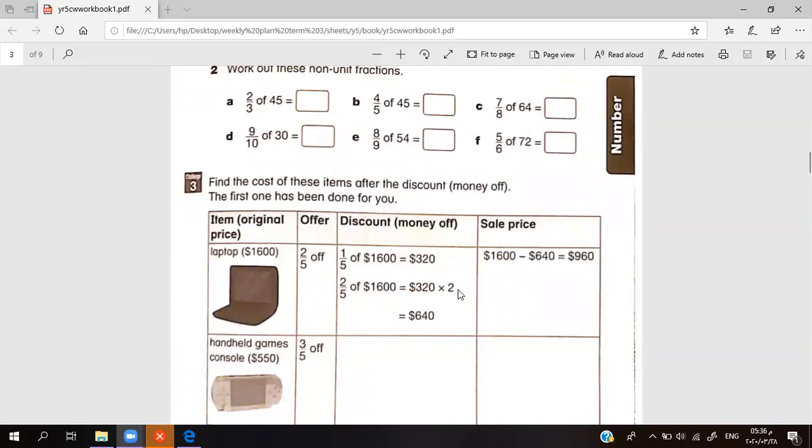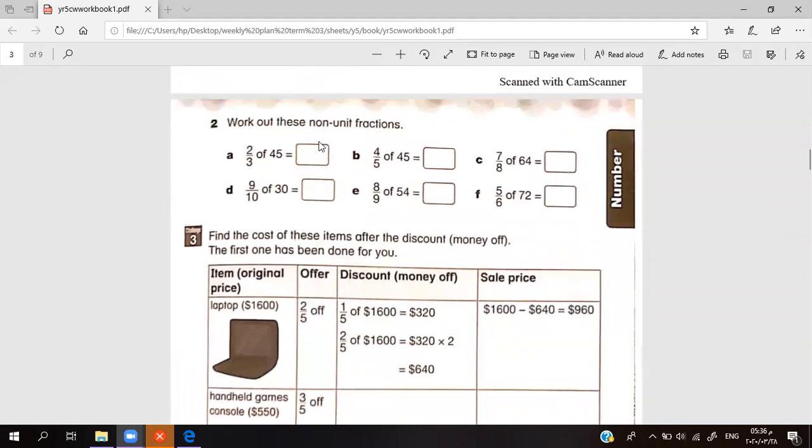Let's go to the next page, which is page 49. This is how it comes to you in the exam. Okay, work out the non-unit fractions. He wants 2/3 of 45. How will I do it? I'll treat it as if it's a 1/3. So I will divide 45 by 3. You'll make 45 divided by 3, which is going to give you a 15.